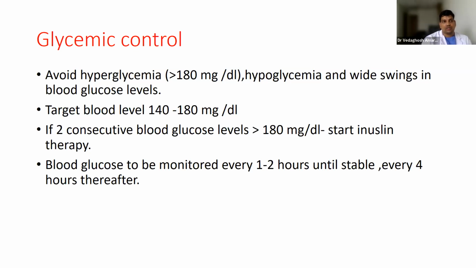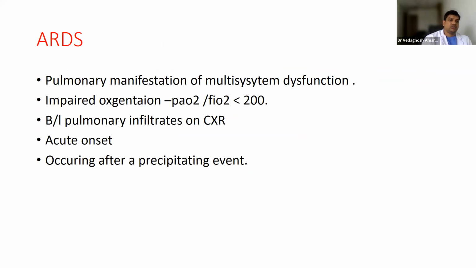Coming to ARDS, acute respiratory distress syndrome is a pulmonary manifestation of multi-system dysfunction. You will diagnose it when you have impaired oxygenation in the form of a PF ratio of less than 200, and bilateral pulmonary infiltrates on chest X-ray. There should be an acute onset, and it should occur after a precipitating event.